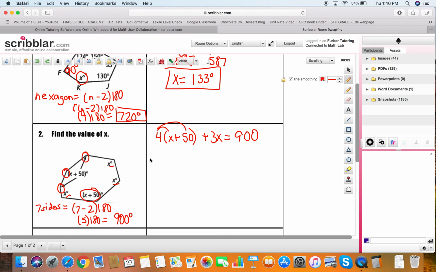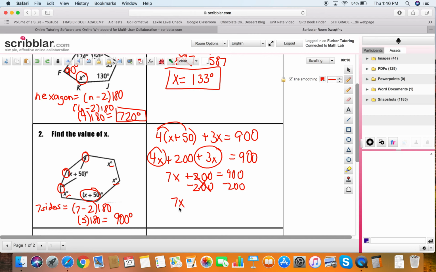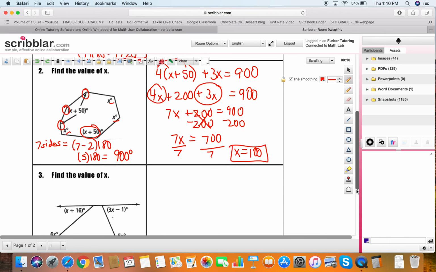And then from here, I just need to distribute. So 4x plus 200 plus 3x equals 900. And then I'm going to combine the like terms, 4x and 3x. That would be 7x plus 200 equals 900. Then subtract the 200 from both sides. I get 7x equals 700. When you divide by 7, I'm going to get x equals 100. That's the value of the angles that have just an x.